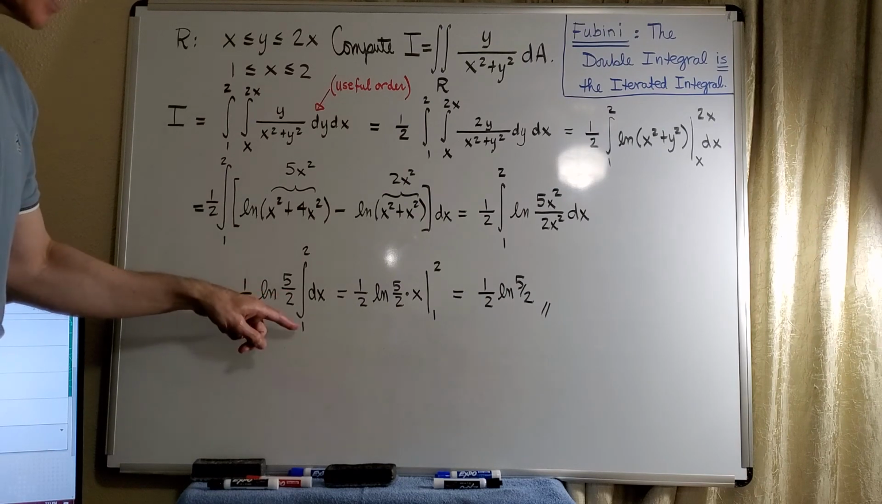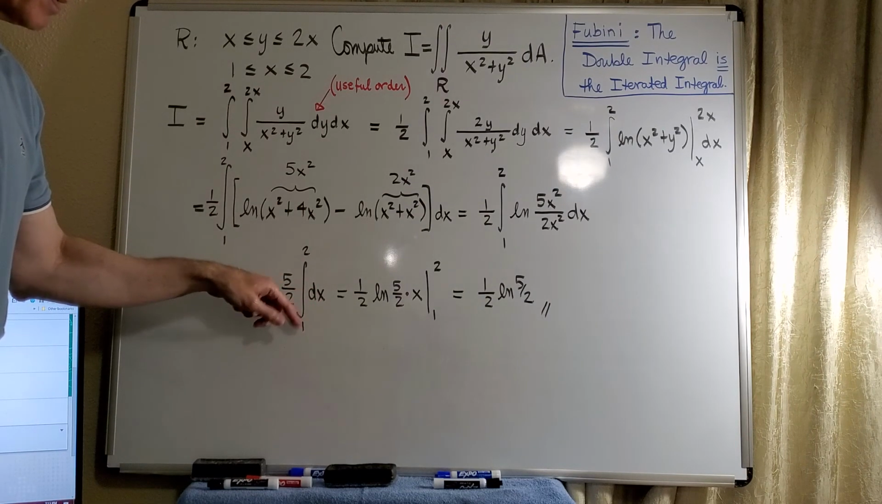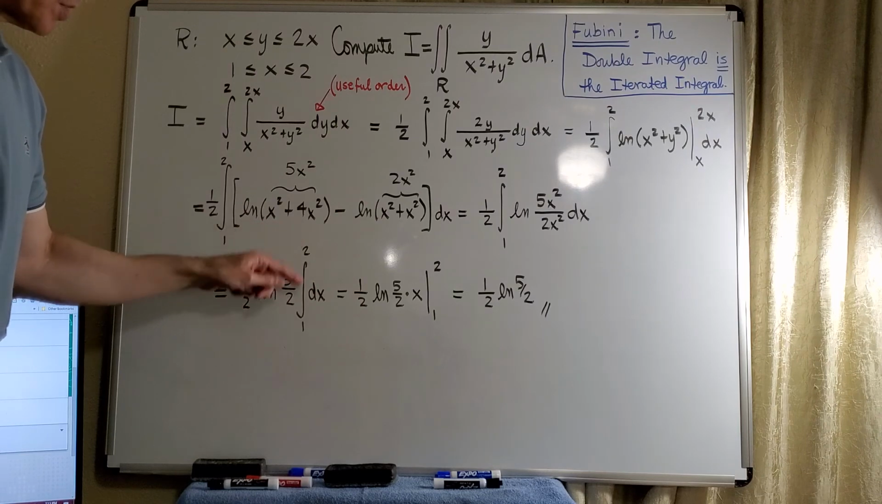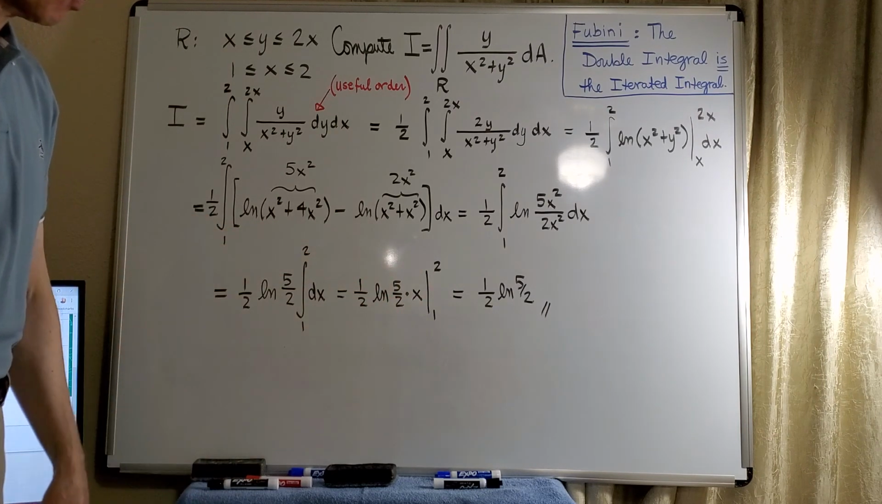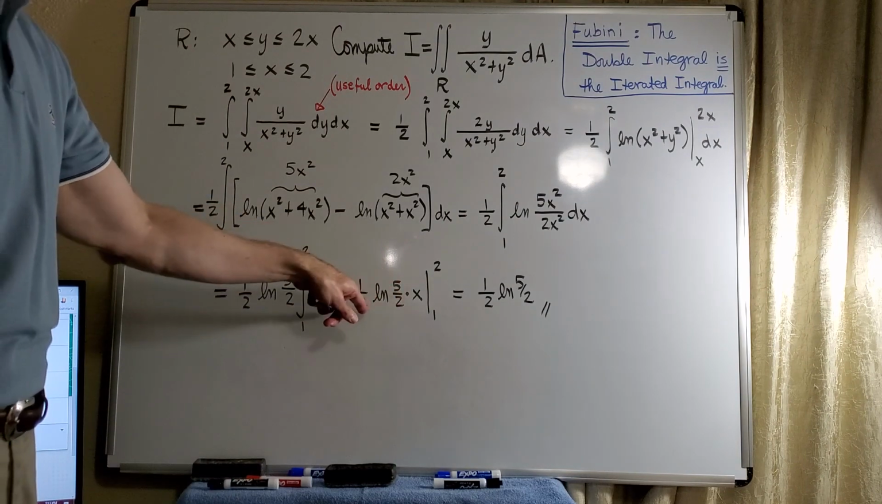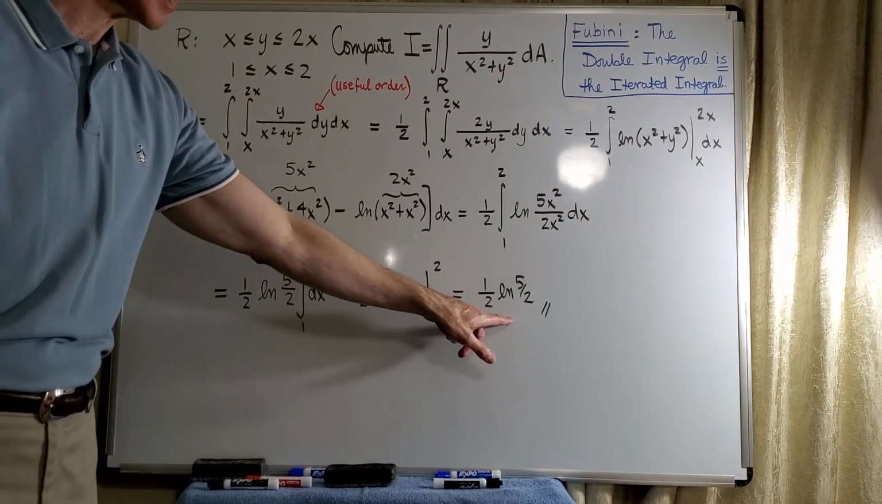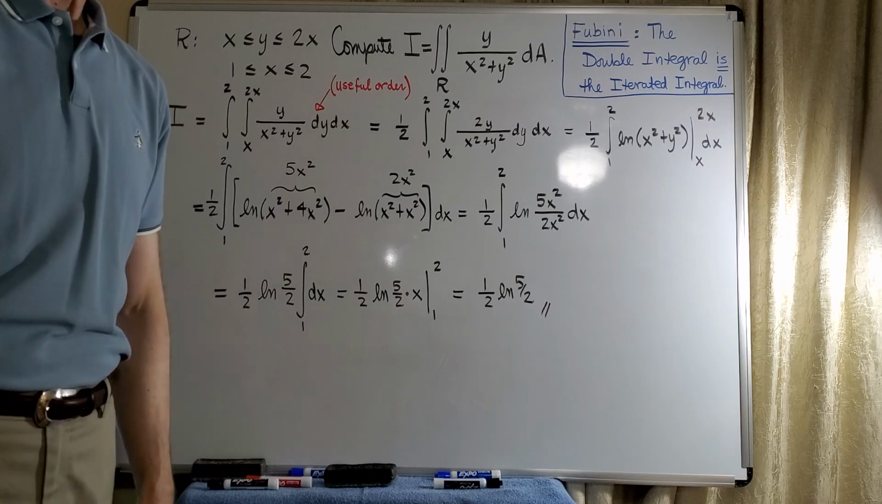So now the last integral is just 1 relative to x from 2 to 1, and that just gives us this. And of course 2 minus 1 is 1. So when we actually write this in, we have 1/2 times the natural log of 5/2. And we are done.